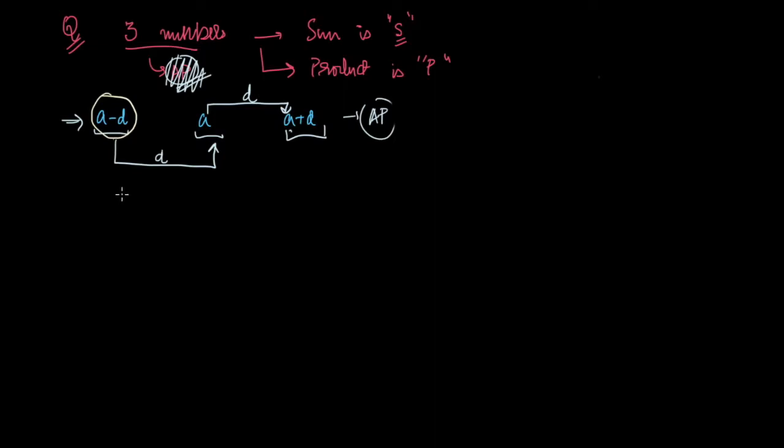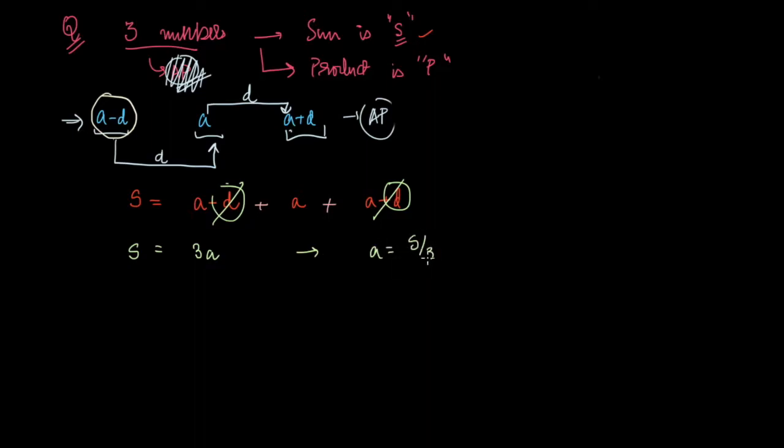If somebody were to ask me what the sum of this AP is, I would say, well, S is the sum as it's given, and that should be equal to A minus D, A, and A plus D. All we have to do is add these three numbers, like so. The nice thing that happens here is that there's a negative D and a positive D, and both of them cancel out. So you're left with 3 times A equals S. And what this gives you is that A equals S by 3.